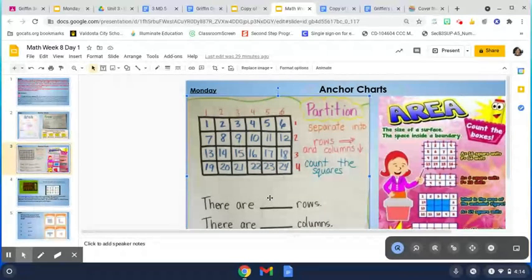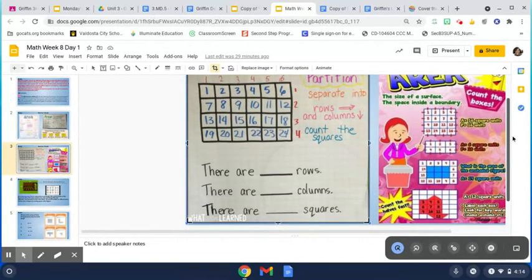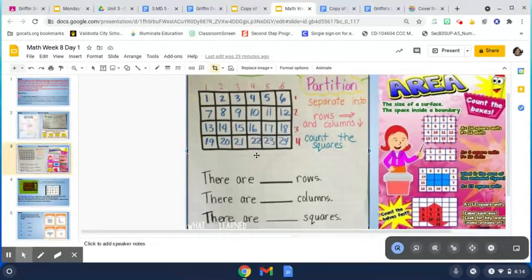So here, I'm going to put a text box in here. You can see that you got 4 rows and there are 6 columns, which means there's an area of 24 squares, because 6 times 4 or 4 times 6 is 24.